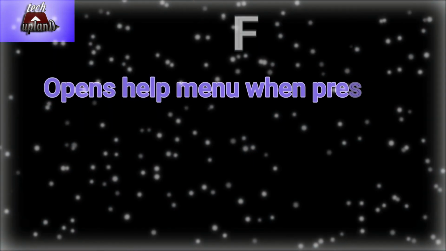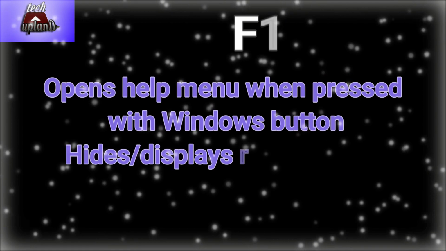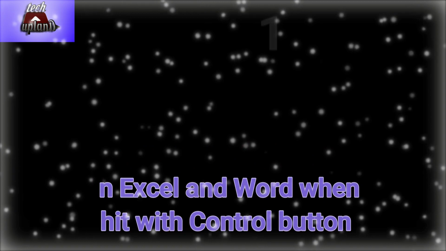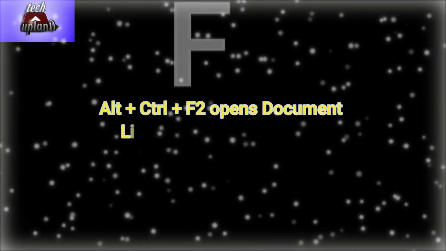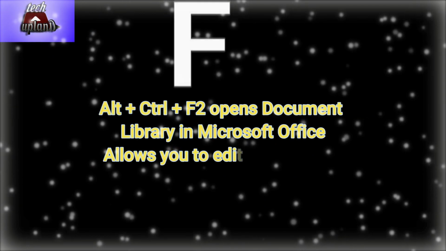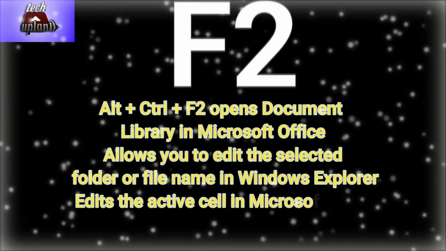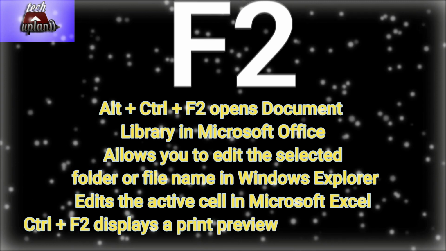Opens Help menu when pressed with Windows button. Hides. Displays ribbon menu in Excel and Word when hit with Control button. Alt plus Control plus F2 opens Document Library in Microsoft Office, allows you to edit the selected folder or file name in Windows Explorer, edits the active cell in Microsoft Excel.